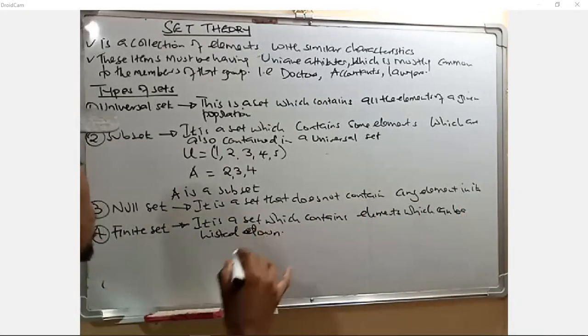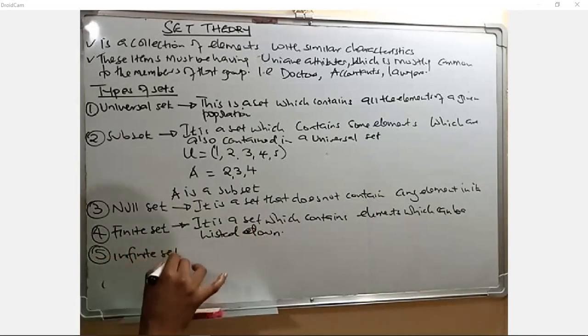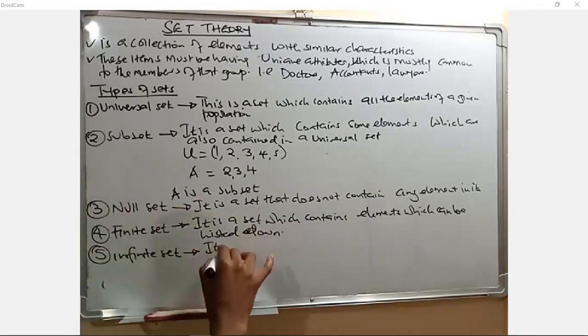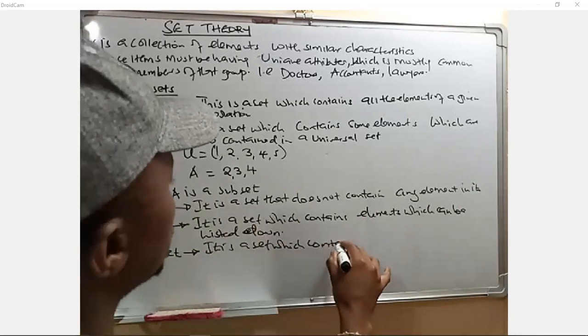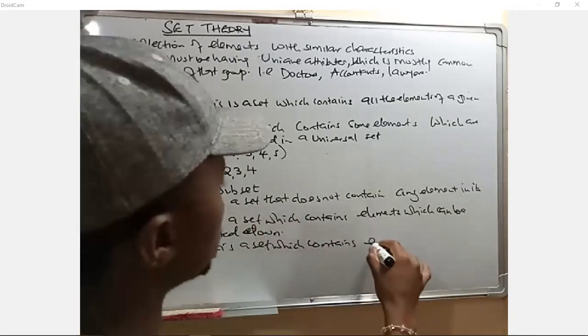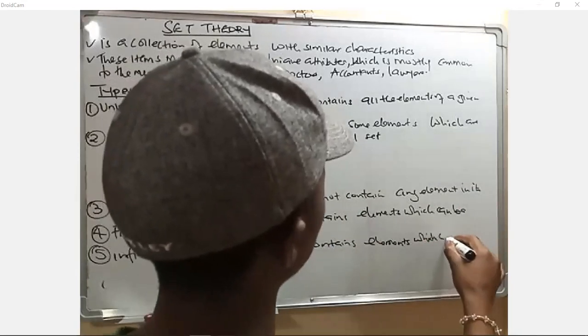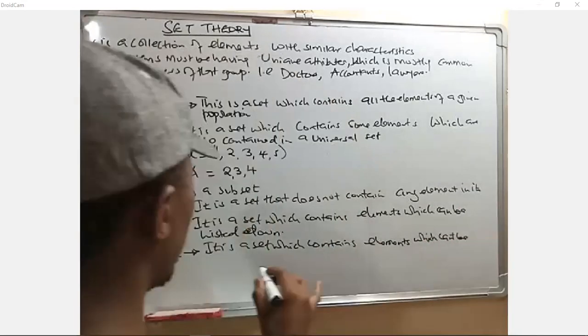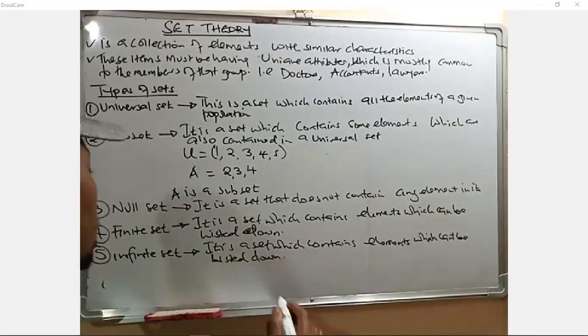But when you look at number 5 here, we talk about infinite sets. When you look at the infinite sets, we say it is a set which contains elements which cannot be listed down. So that is the infinite set.